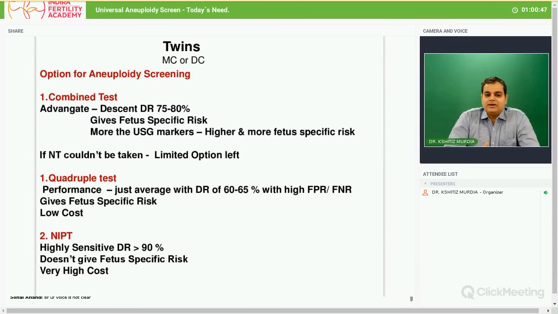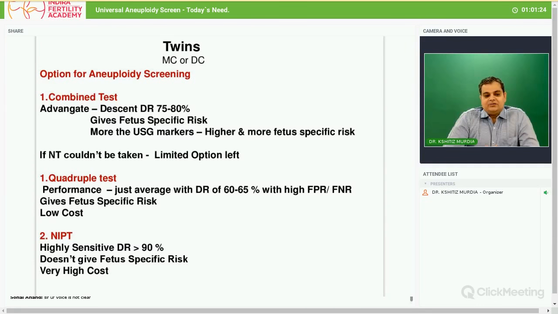The advantage of doing the combined test for twins is that it still has a very decent detection rate of 75 to 80%, and it gives us a fetus specific risk instead of a pregnancy specific risk. And if you add more and more markers to the combined test, you will get a very good fetus specific risk. If, because of an unfavorable position, the NT cannot be taken, then very limited options are left. The only options left are either the quadruple test or NIPT.